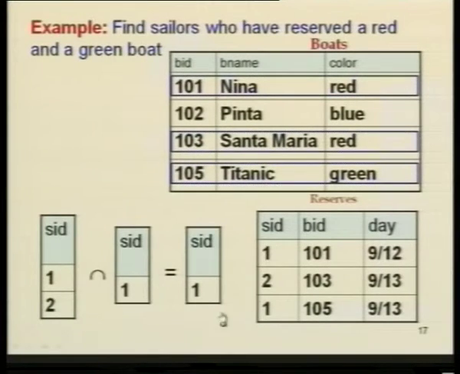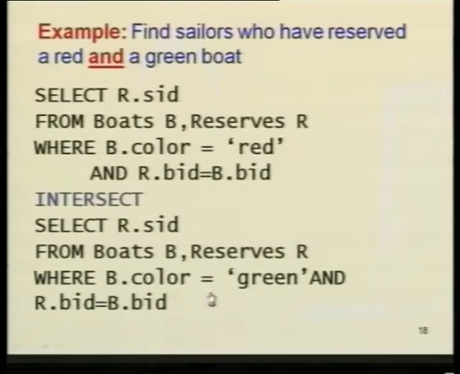So, 1 2 is the first relation, these are people who have reserved red boats, and this is people who have reserved green boats. I want only the sailors who have reserved both boats. So, the intersection of 1, 2 and 1 gives me 1. So, that is what is told here.